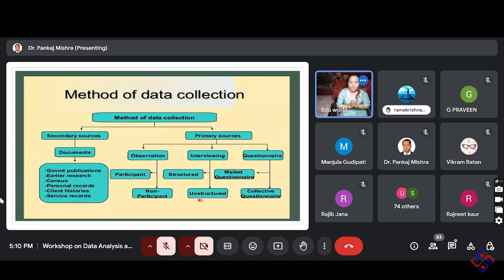So for structured, you have a structured pattern of questionnaire which is going to be asked to the respondent, that you have already set previously.